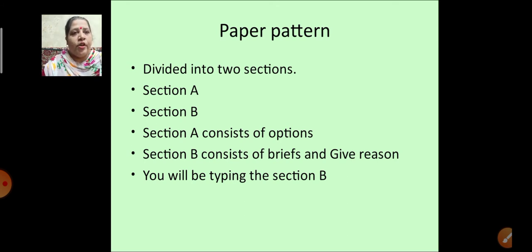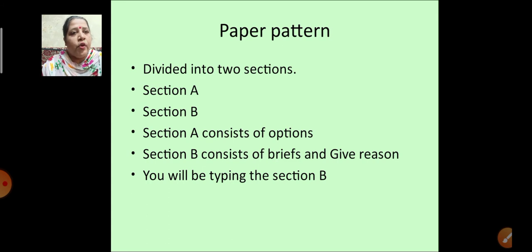According to the paper pattern, the paper is divided into two parts, that is section A and section B. Section A consists of options, as you all have done in your unit test. In the same way, options will be given and you have to choose the correct option. But in section B, you are going to have the briefs and the give reasons or short notes. Such big questions will be there in section B.